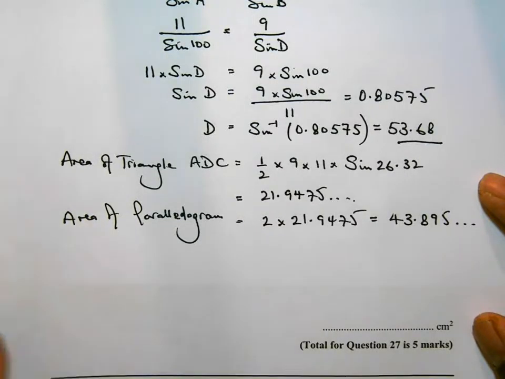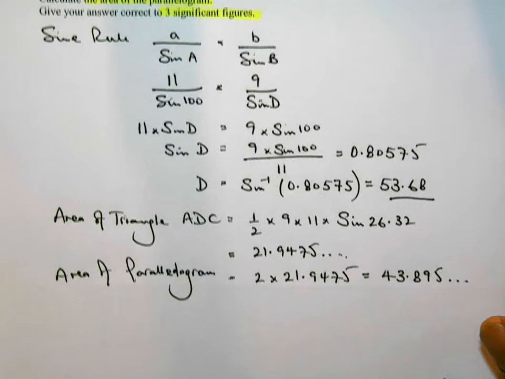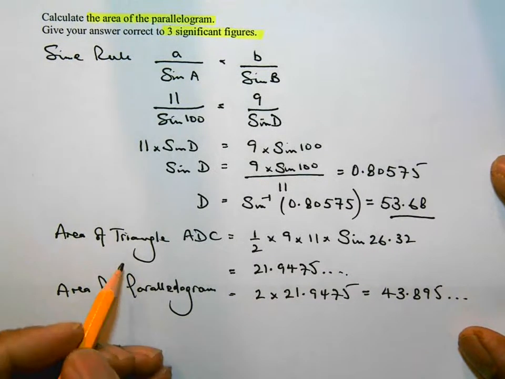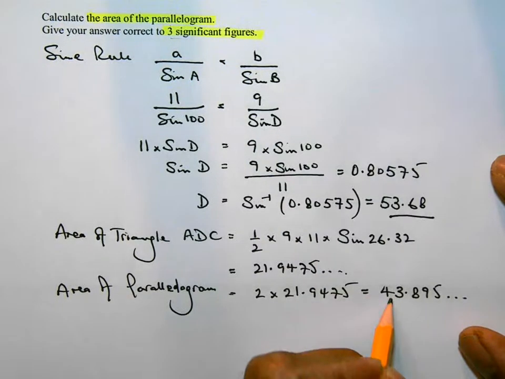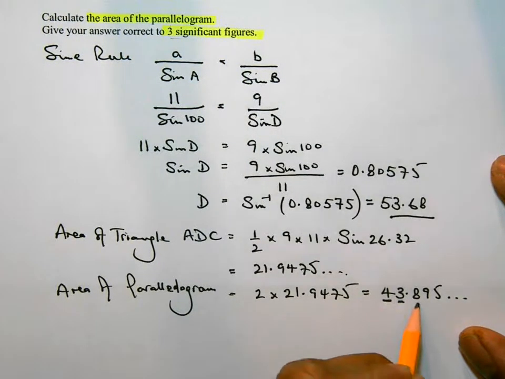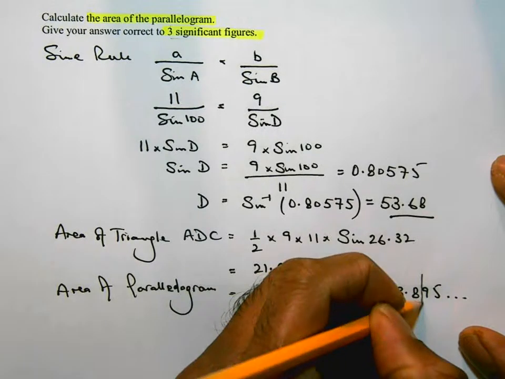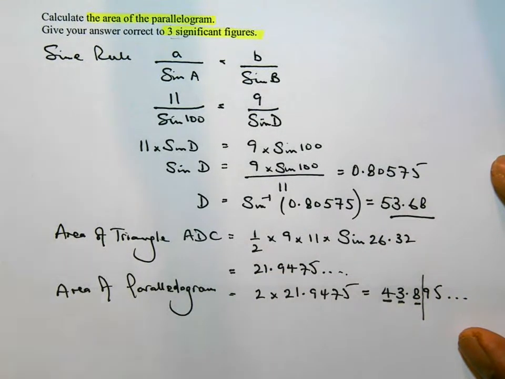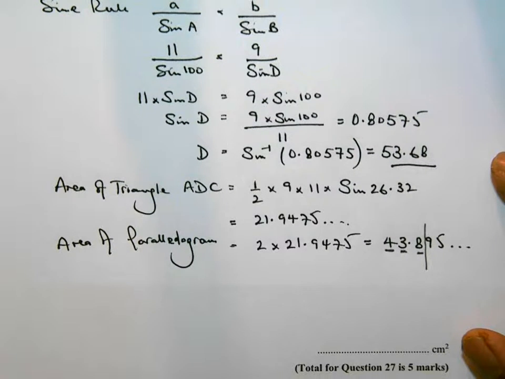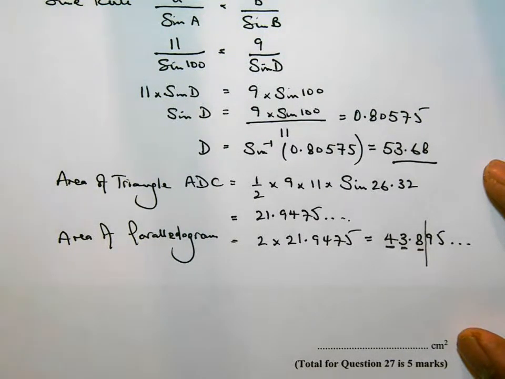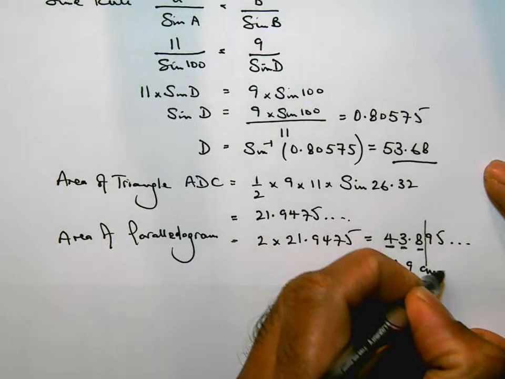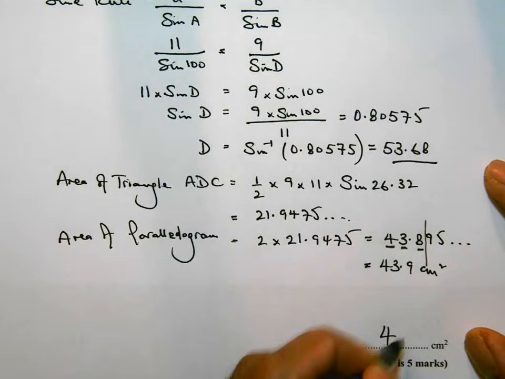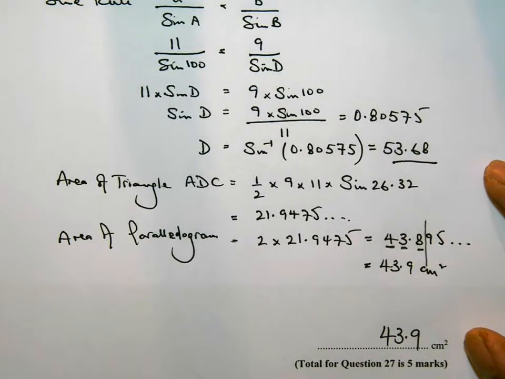The last part of the question says calculate the area of the parallelogram and give your answer to 3 significant figures. 3 significant figures. Make sure you're counting from the front. 1, 2, 3, and we're going to chop it off there. That tells me that my answer is going to be 43.9 centimeters squared. I'll put that in my answer space, and there we have it.